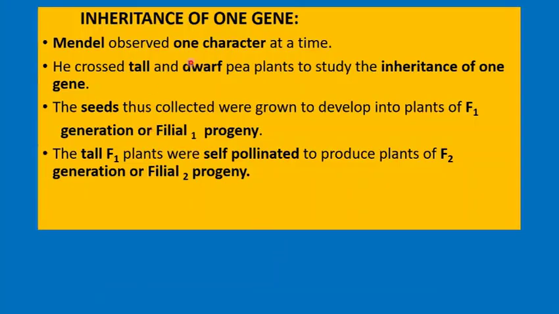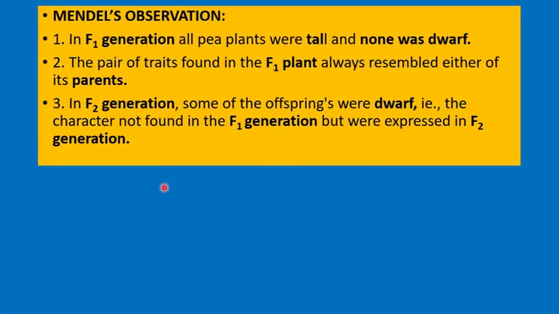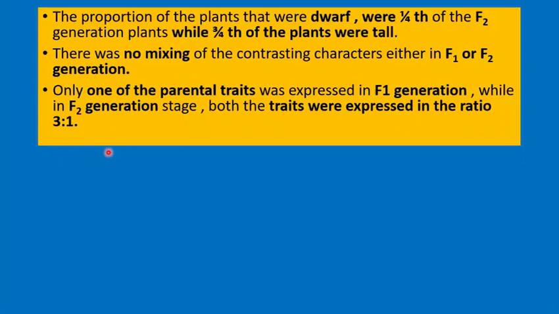Now, inheritance of one gene, these are the steps which I have already explained to you. So write it down neatly. Next, what was his observation? He observed that in the F1 generation all pea plants were tall and none was dwarf. The pairs of traits found in the F1 plant always resembled either of its parents, either tall or dwarf. In the F2 generation, some of the offsprings were dwarf, a character not found in the F1 but expressed in the F2 generation. The proportion of dwarf plants was 1/4 of the F2 generation plants, while 3/4 of the plants were tall.